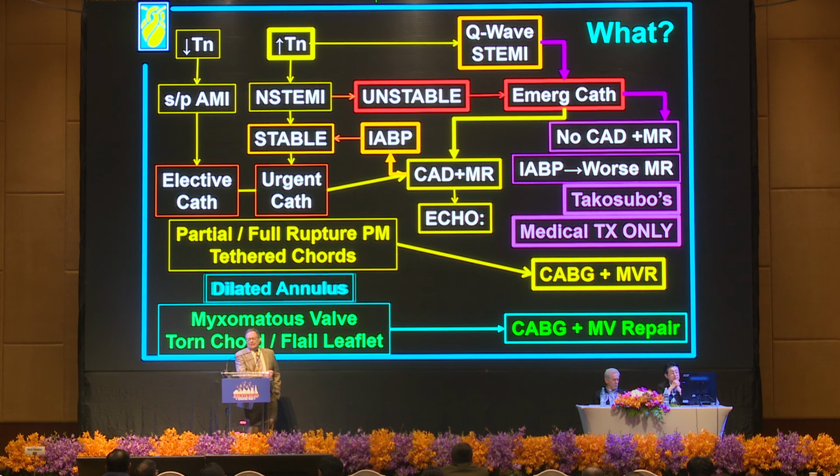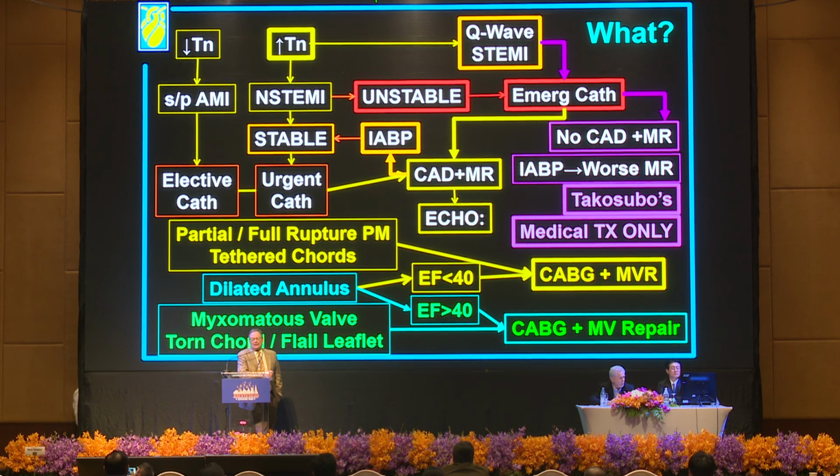And the last piece that you can see, which kind of goes both ways, is a dilated annulus. It can be functional or it can be degenerative. And typically what I say is, if the EF is less than 40%, I tend to believe that's more functional. It causes long-term dilatation either from AFib or a bad ventricle, and I'll tend to replace the valve rather than repair. If the EF is greater than 40%, I tend to think I can probably fix that with a ring or some kind of repair.